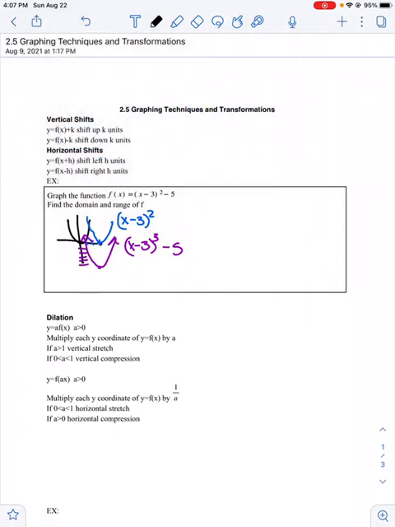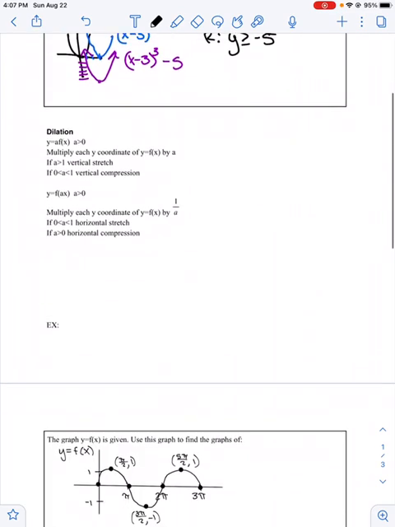The domain includes every x value, so the domain is all real numbers. And then the range is from -5 up. So our range is y is greater than or equal to -5.